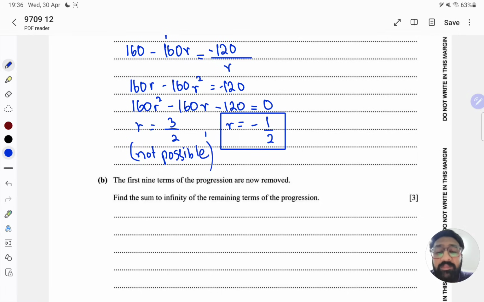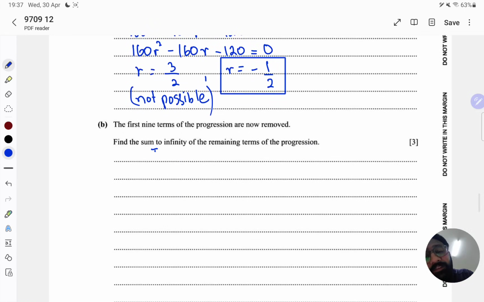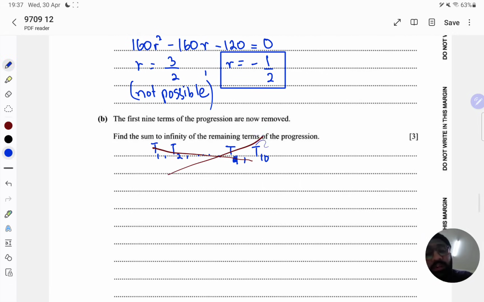The first 9 terms of the progression are now removed. Find the sum to infinity of the remaining terms of the progression. So basically he is saying that term 1, term 2 up till term number 9 are all removed from the terms. They are no longer present. We need to find the sum of the remaining terms. So in this scenario, T10 is going to become the new A. So we need to find T10 first, and for finding T10 we need to find A as well.